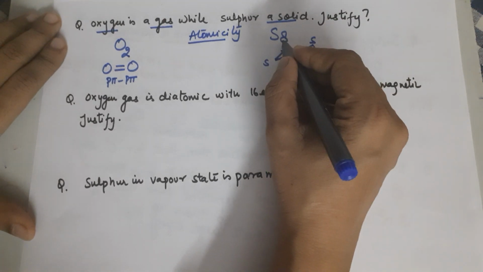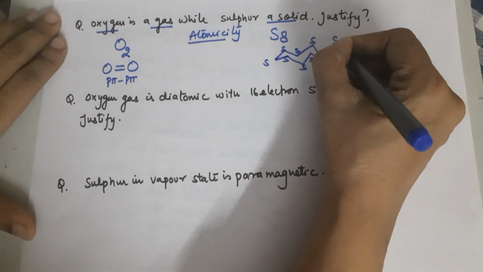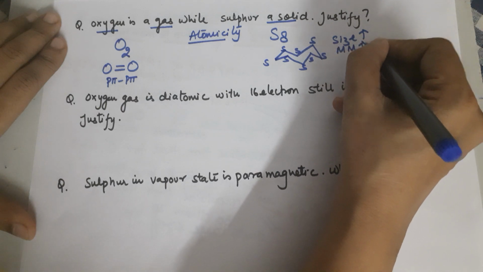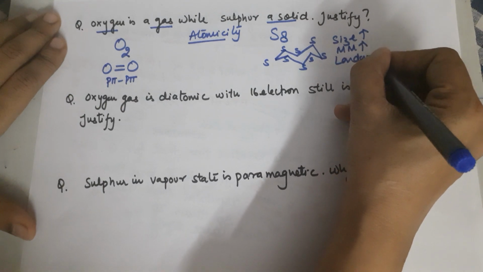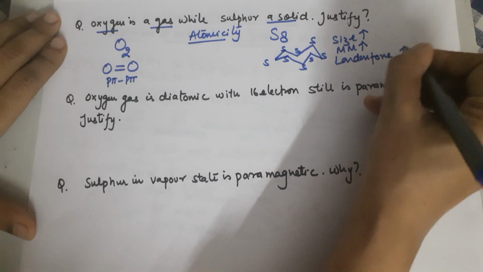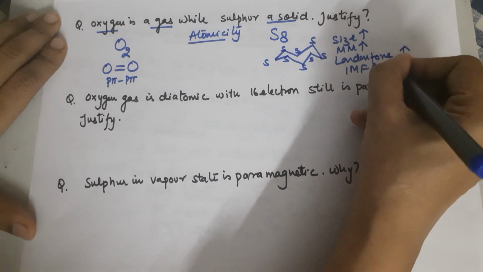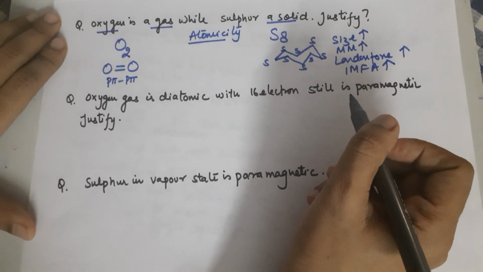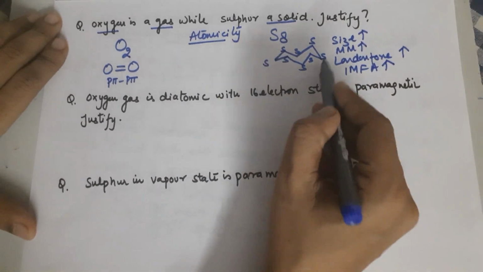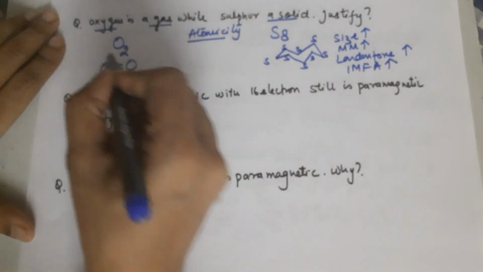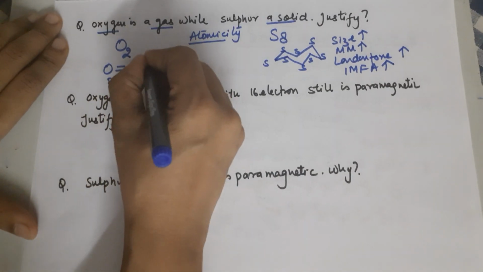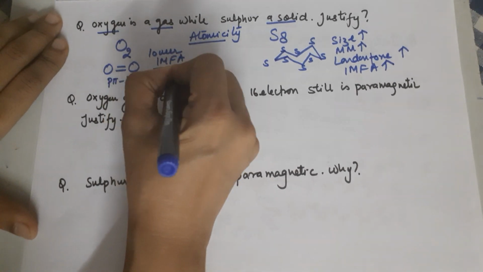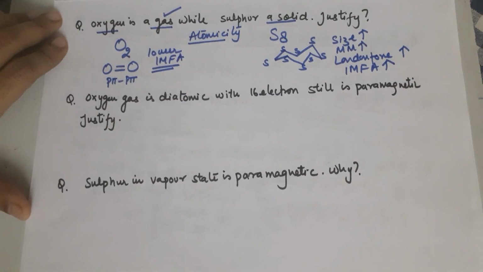Therefore, in this case, for S8, your size is larger, molecular mass is higher, therefore your London force is higher, so your intermolecular force of attraction is higher. Hence, it is solid. More the intermolecular force, more are the chances for the molecules to be tightly packed. Whereas in this case, the size is small, this has a lower intermolecular force of attraction. Therefore, it prefers to exist as a gas.